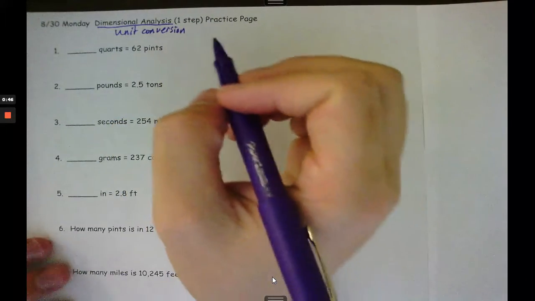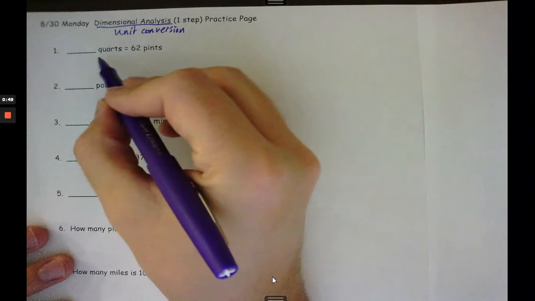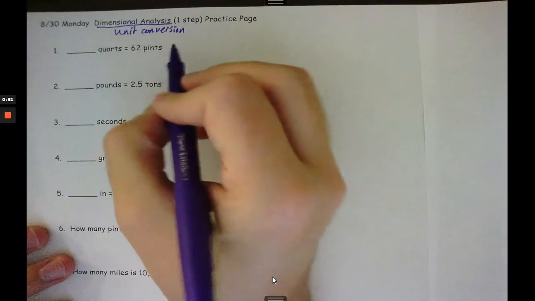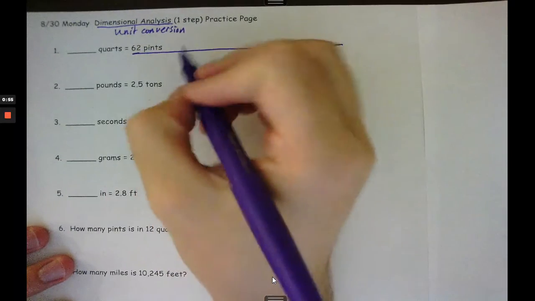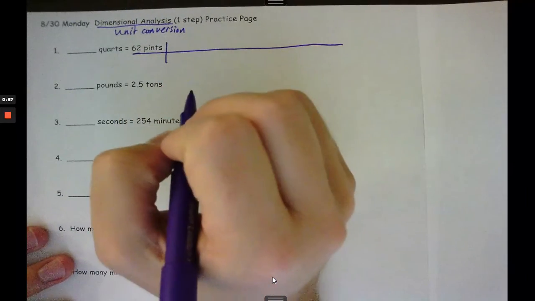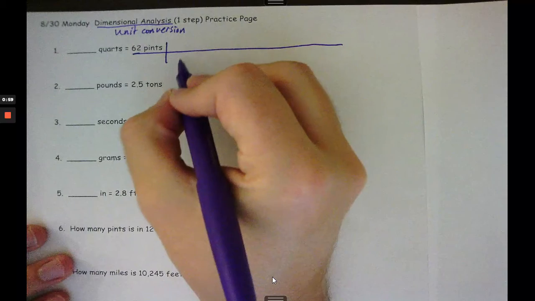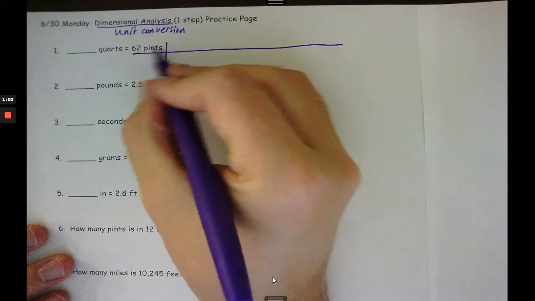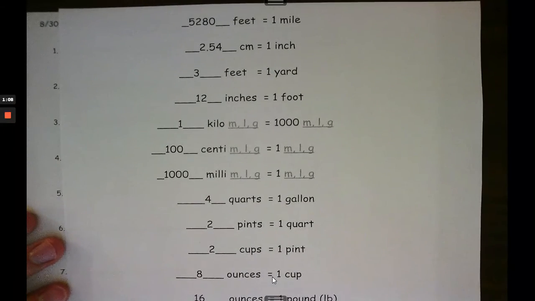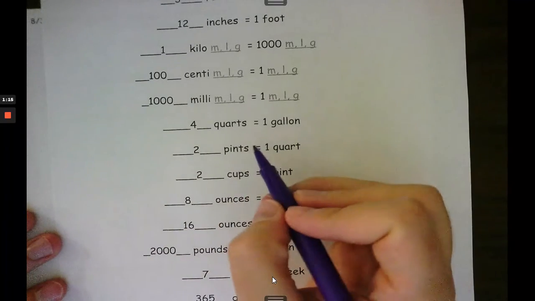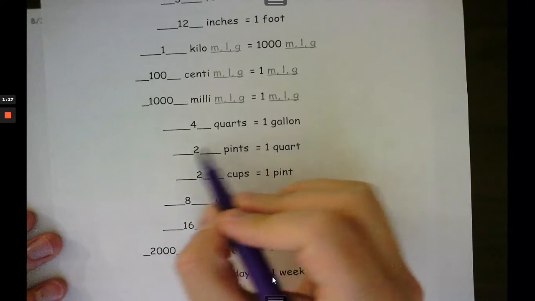Okay? So we want to figure out how many quarts is equal to 62 pints. So what we're going to do, draw a line. Okay, and what we need to do is put a conversion here that will help me get rid of pints and convert it to something that I want. Okay, so I'm going to go over this chart. Miss Roundtree was using this for her notes, and I'm going to look for something that has pints and something that will help me go to quarts. And if I look about halfway down here, I see pints and quarts right here.